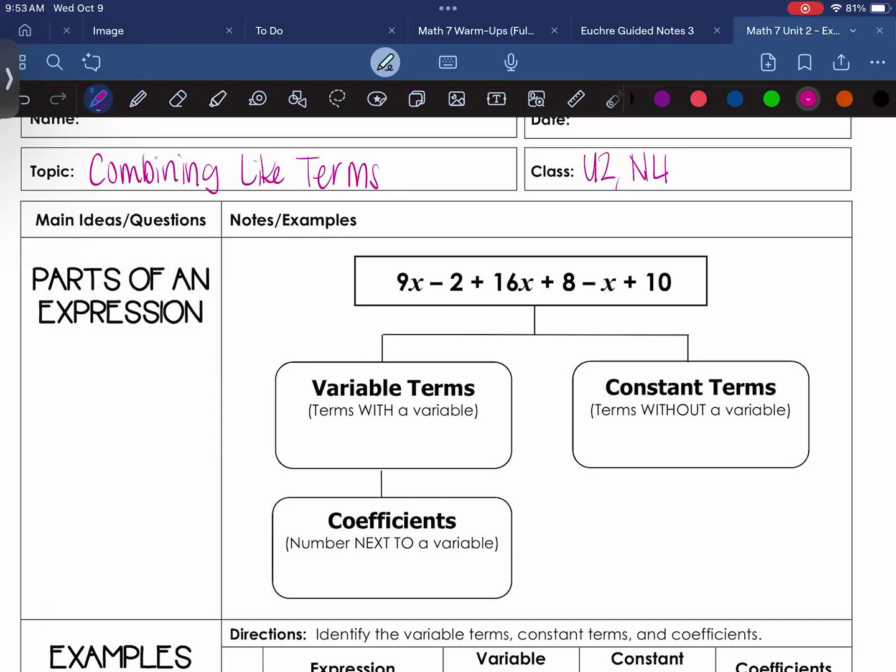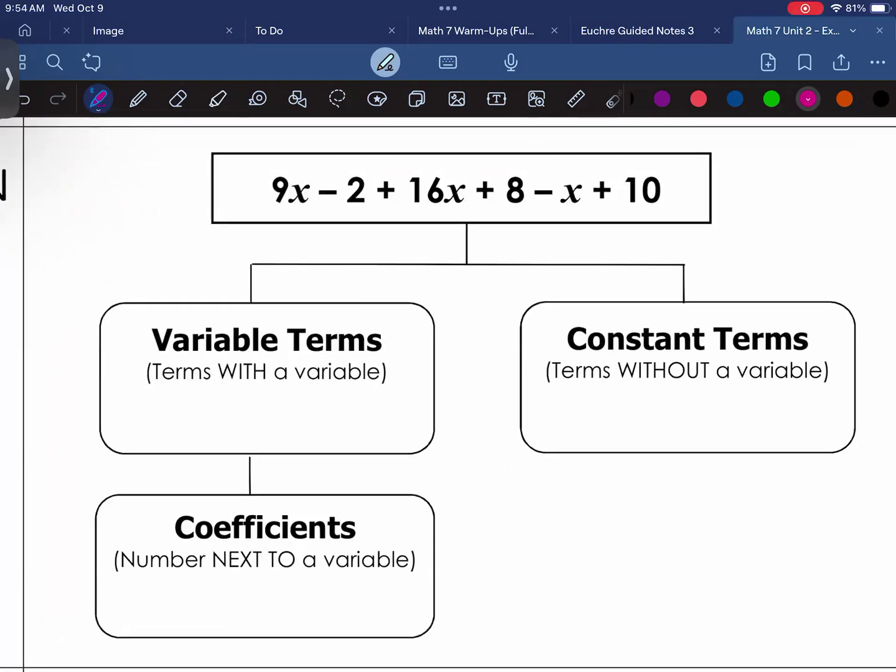Any number that's connected to the letter or connected to the variable, we call those variable terms. So in our example here, anything that's connected to a letter will be called a variable term, or any letter by itself also. So we have 9x, we have 16x, and notice how I circled the plus sign that was in front of the 16.